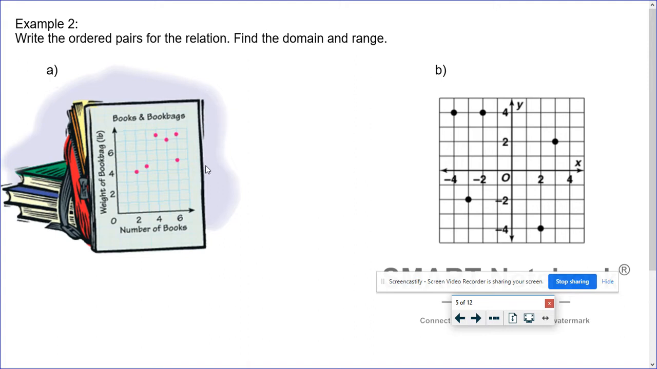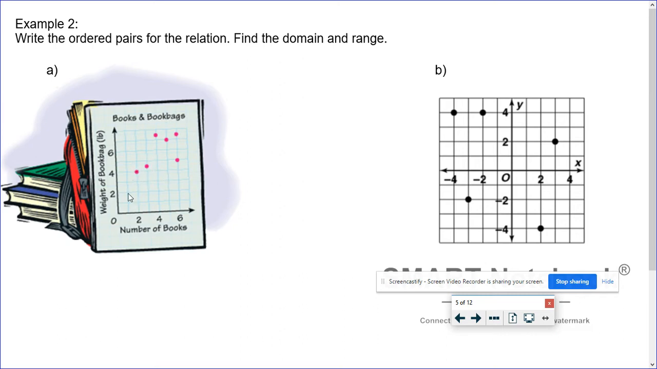This is just the reverse of the first example. So first example, they had us plotting points, right? So you got the relation, you had to make the graph. Here, we're going to do the opposite. We're going to take the ordered pairs off of the graph, right? And then that would be the relation. We're just going to list out the ordered pairs.